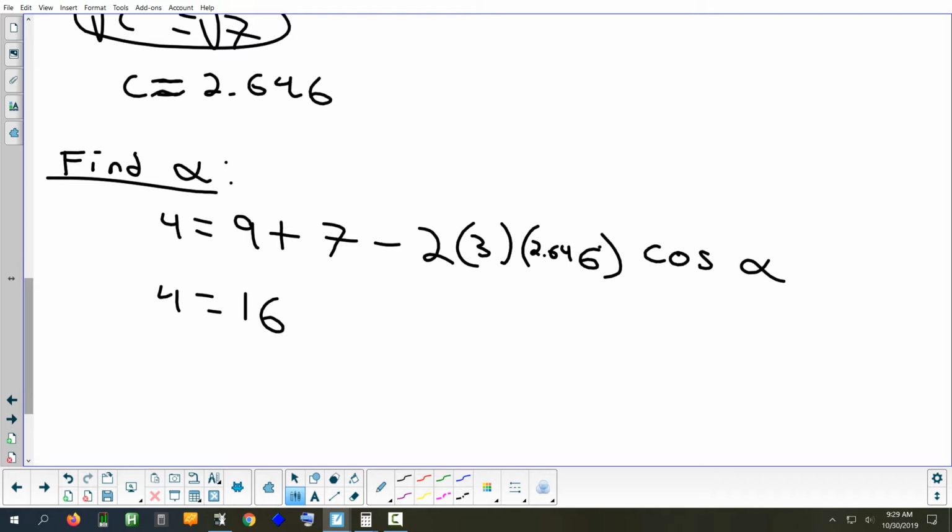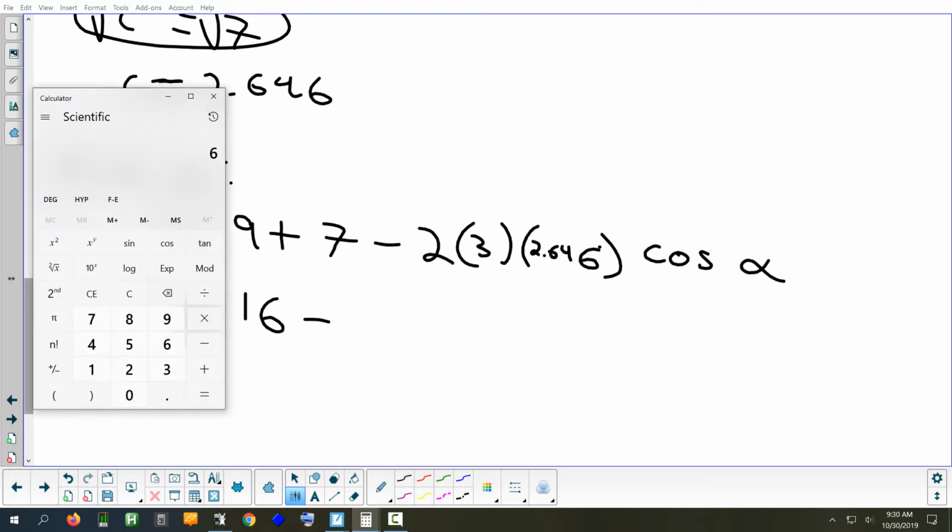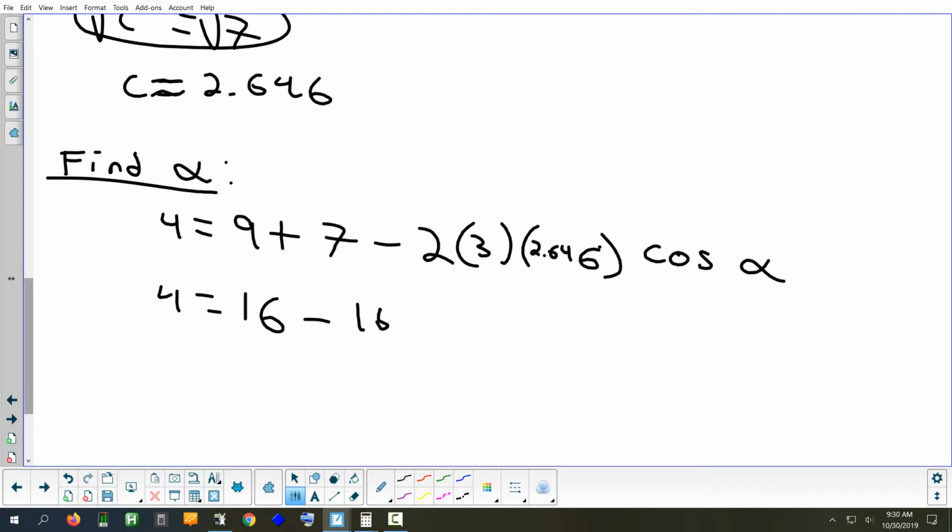Now, minus. We can also do this out right here. We can combine those like terms. 2 times 3 times 2.646. Brandon, what's 2 times 3? 6. And we've got 6 times 2.646. So 15.876 times cosine alpha. Okay, so I combined like terms.